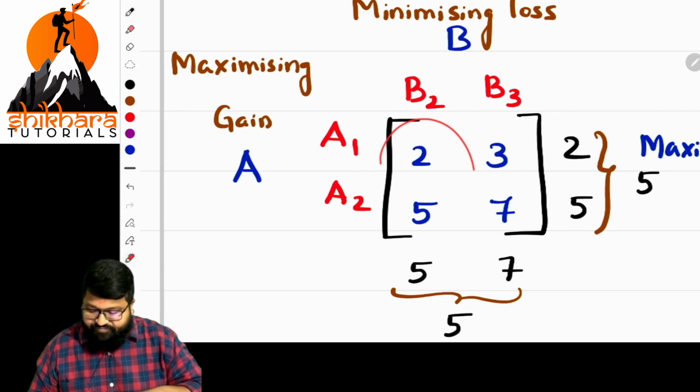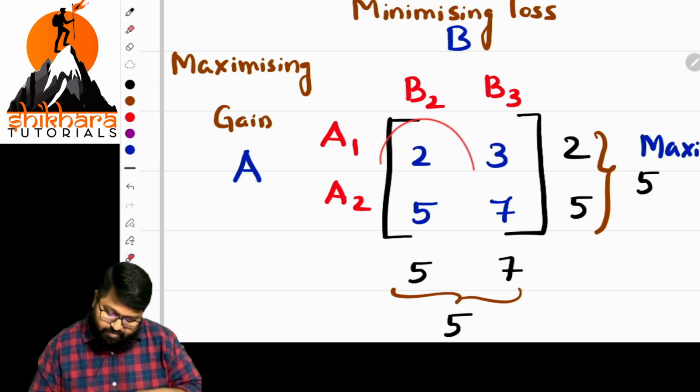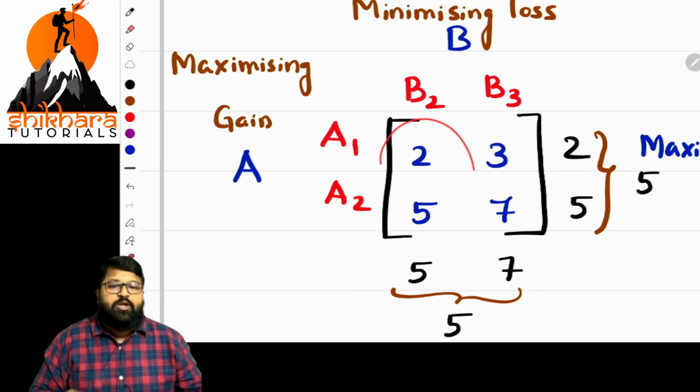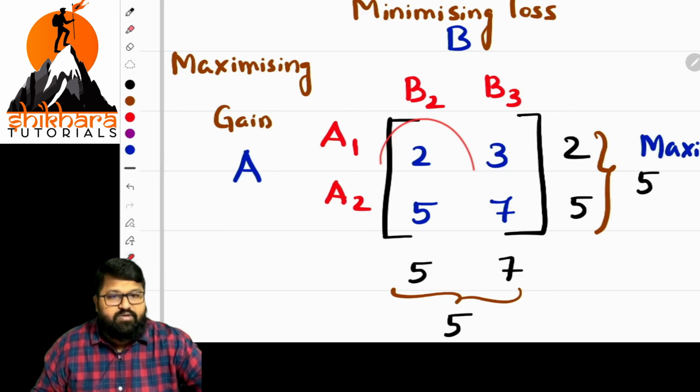See, is it clear? It is mentioned here. So strategy is A2, B2, and it's a pure strategy, and the value of the game is 5. That is done. We need not apply the odds method again and again. Sorry, that got stuck there.